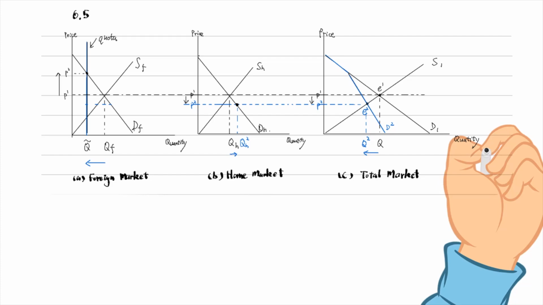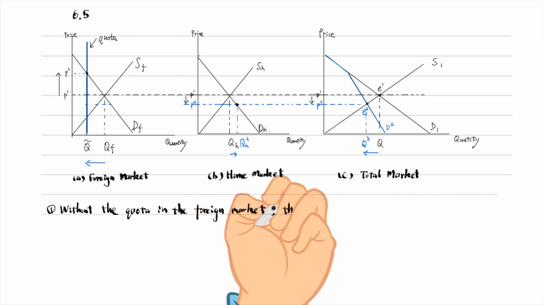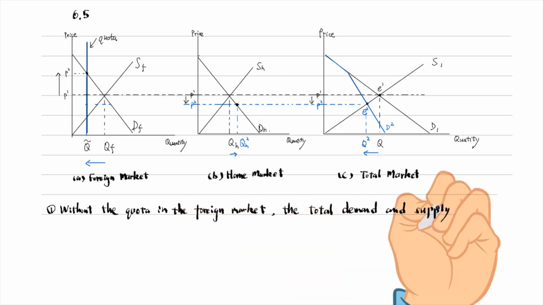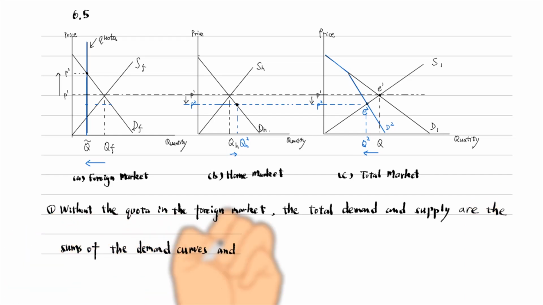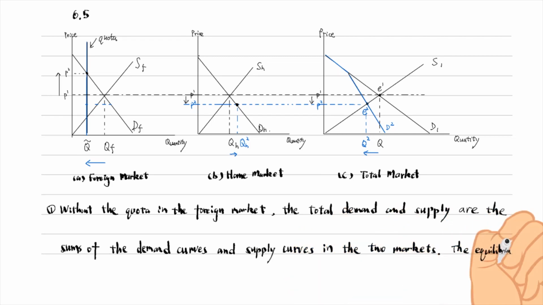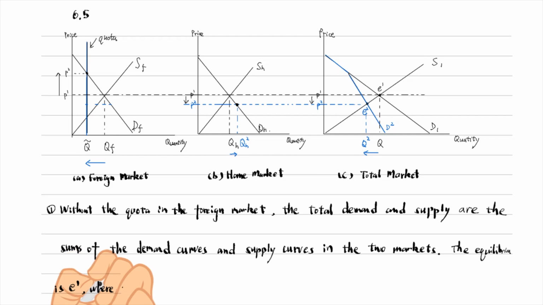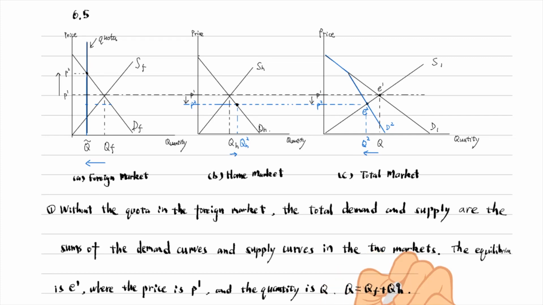We solve the problem in 2 steps. In the first step, we determine the equilibrium without the quota. Without the quota in the foreign market, the total demand and supply curves are the horizontal sums of the demand curves and the supply curves in the 2 markets. The market equilibrium is E1, where the equilibrium price is P and the quantity is Q. Q equals QF plus QH. QF and QH are the quantities in the 2 markets.